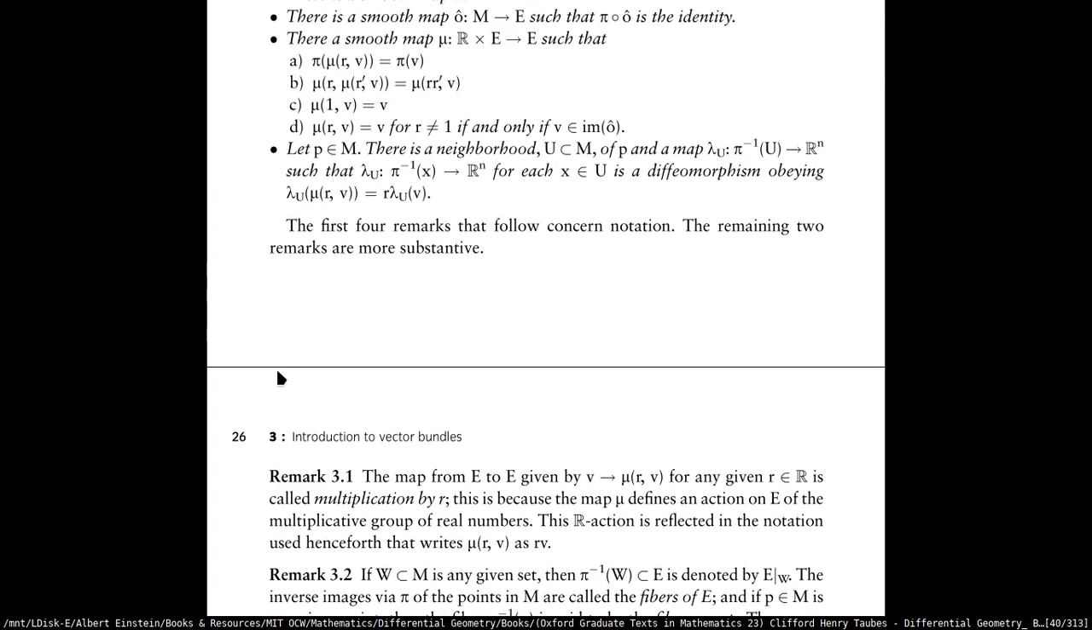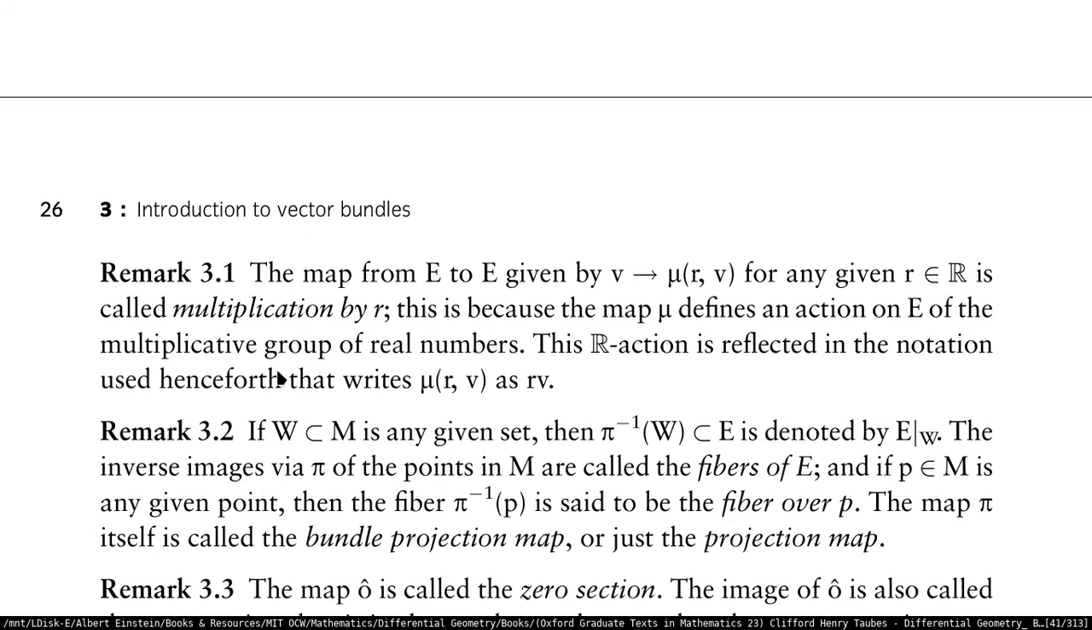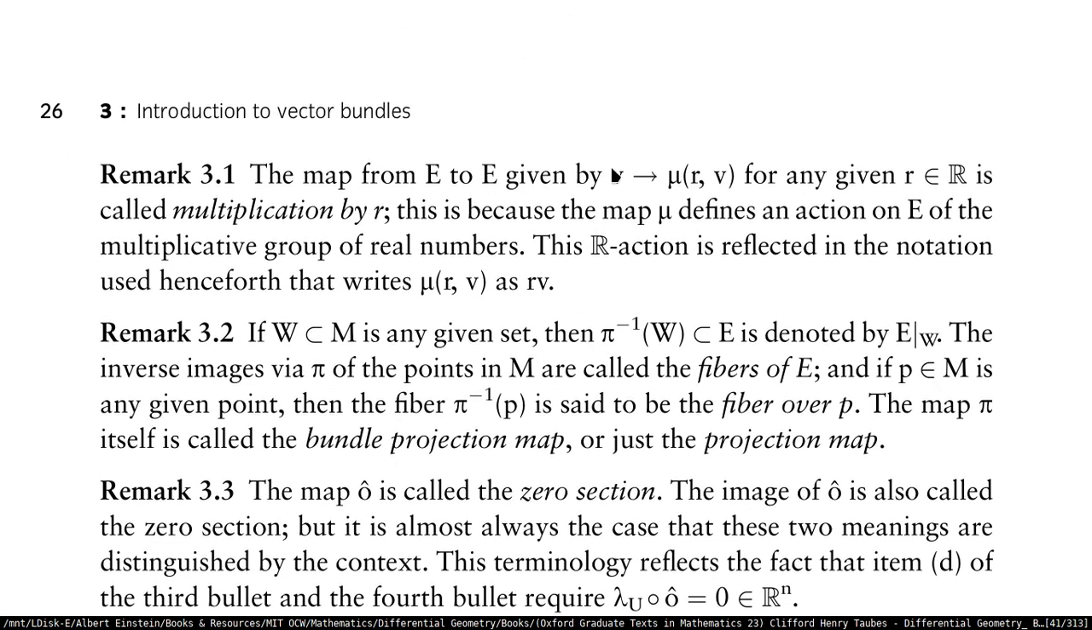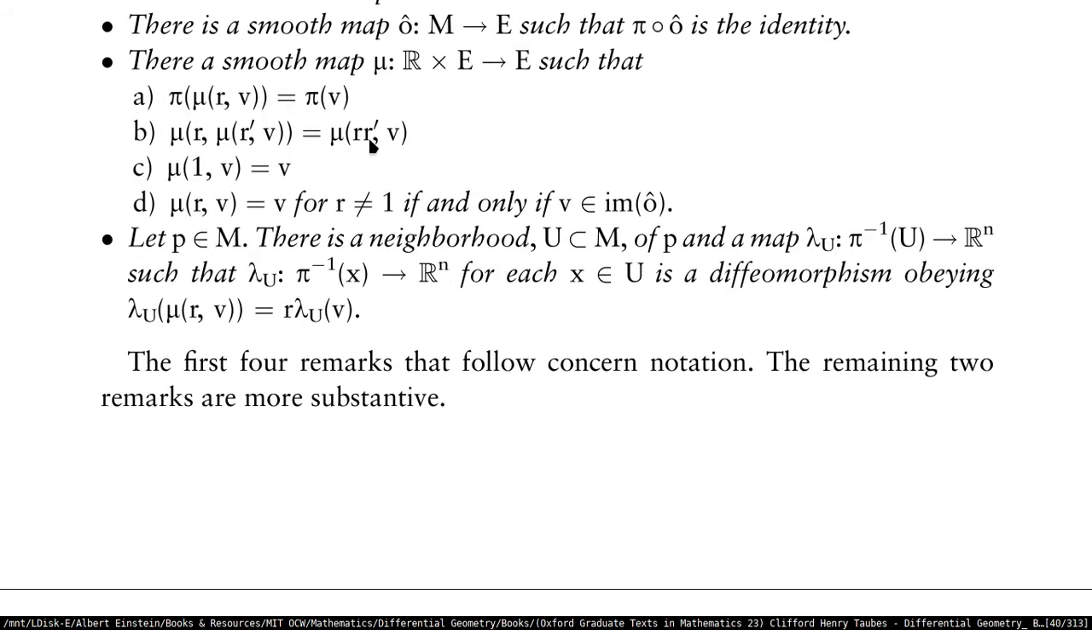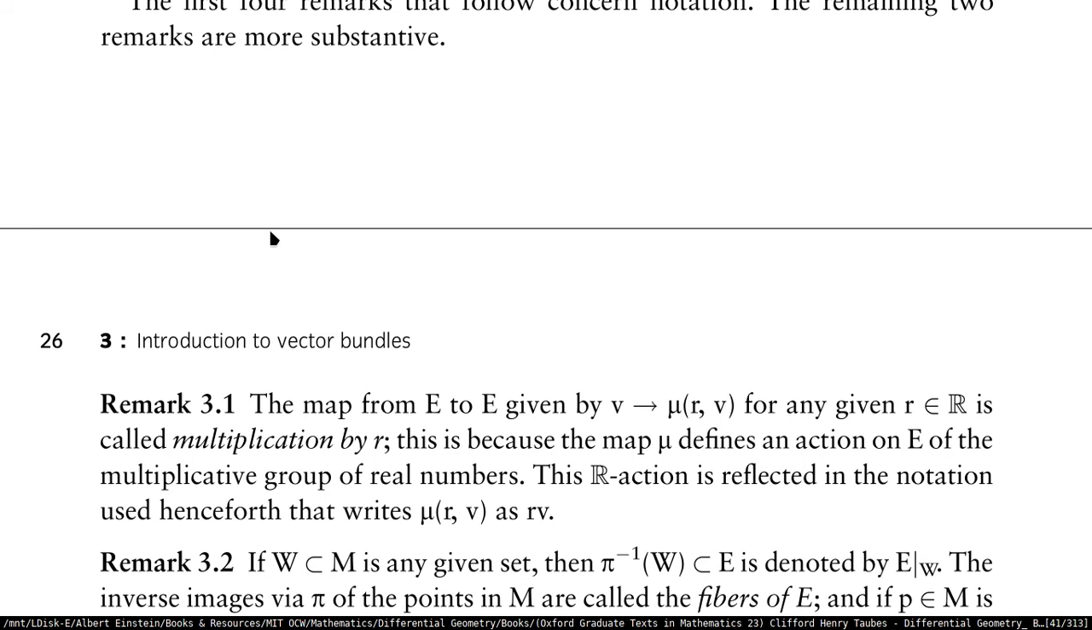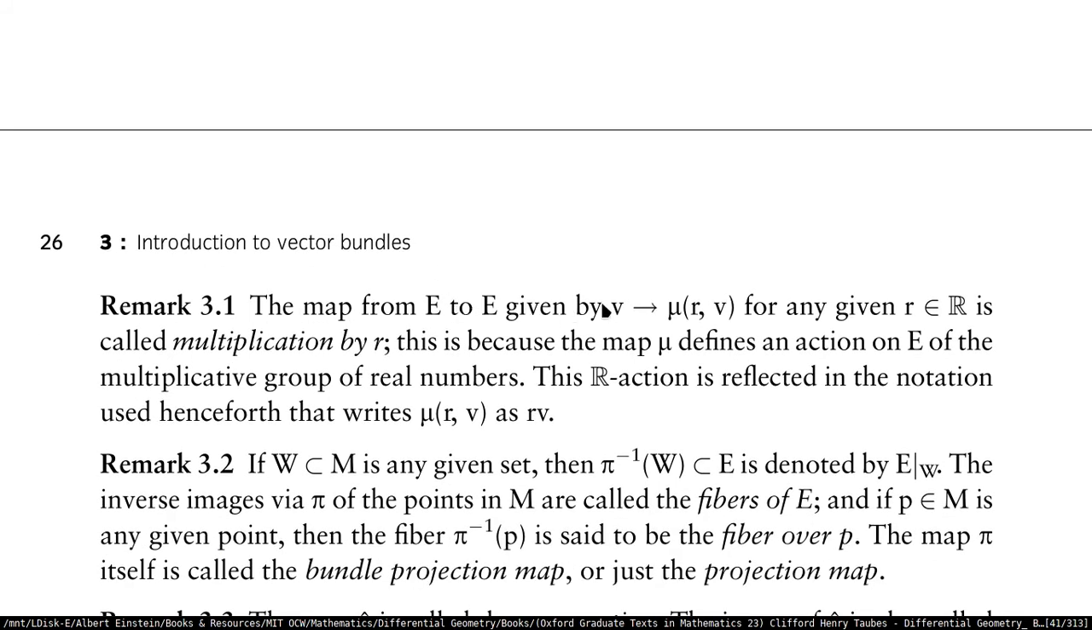Okay, a few more things to note. This book actually doesn't start with fiber bundle, it starts with vector bundle, so it's talking about how this is actually a fiber and whatnot. But as you can guess, the operation that we were doing here with R using this mu was actually a multiplication operation, and that's what they say here. So the map from E to E given by V to mu RV is the multiplication by R. That's what this mu helps you with. So yeah, mu defines an action on E of the multiplicative group of the real numbers, so you can do that.